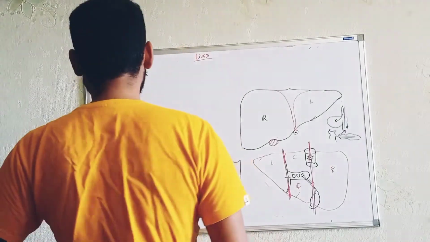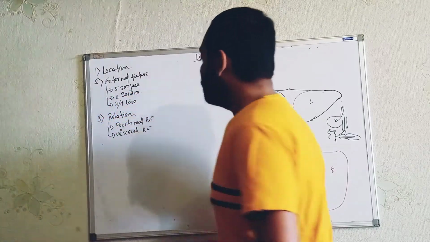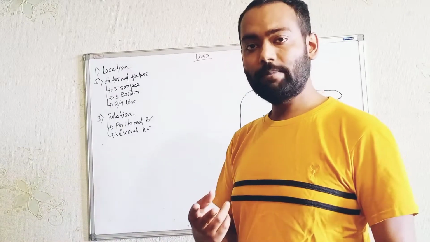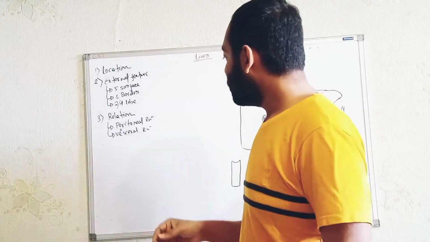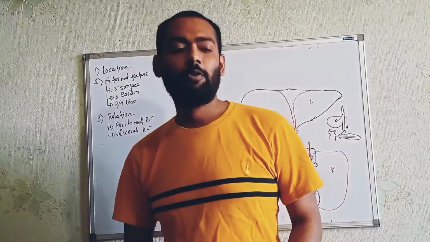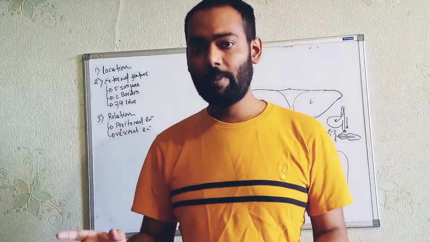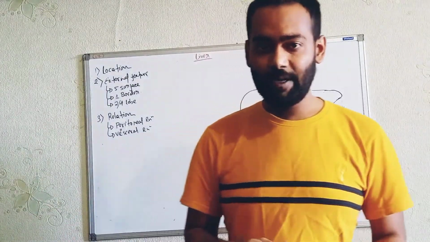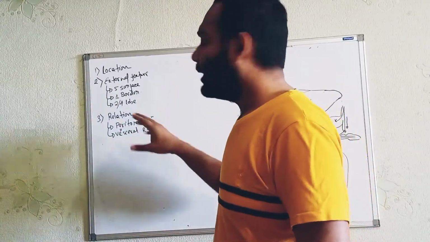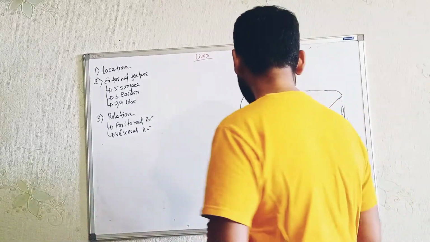So we are done with our lobes. Now, relations. In relations, we will talk about two types: one is peritoneal relation and the other is visceral relation. Peritoneum is a different, vast topic. I will make a video about that. You will watch it later, but bear with me. I will tell you sufficient to understand this with respect to the liver.